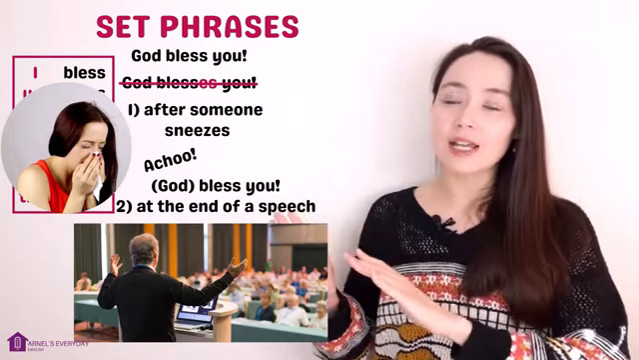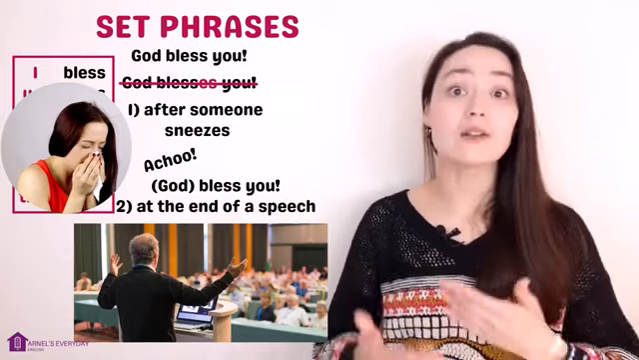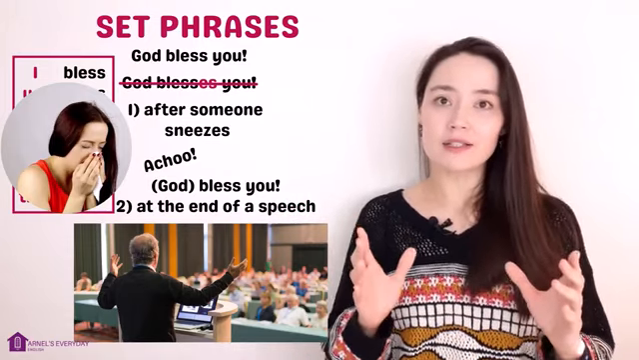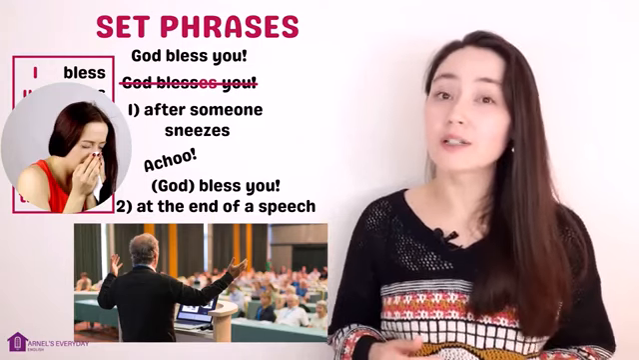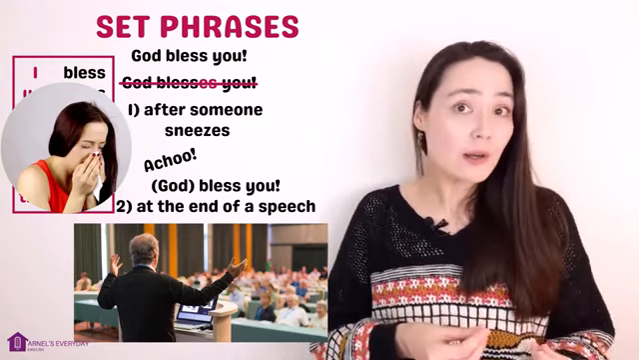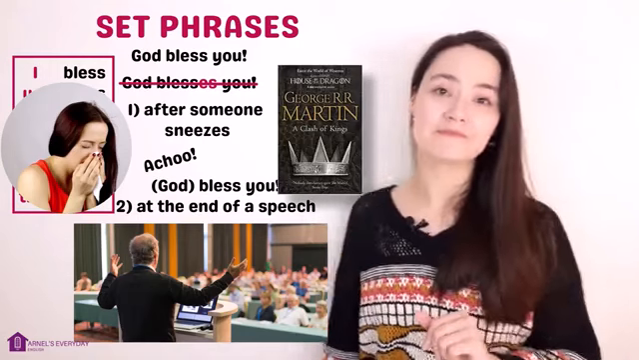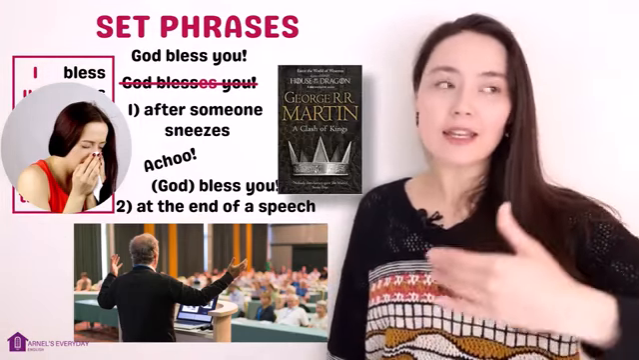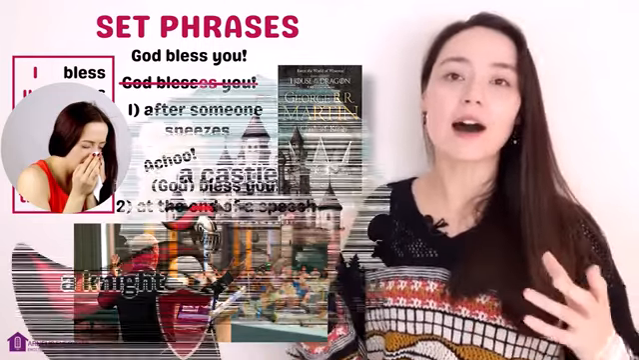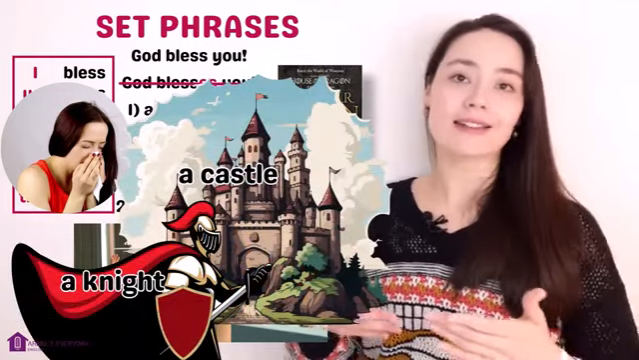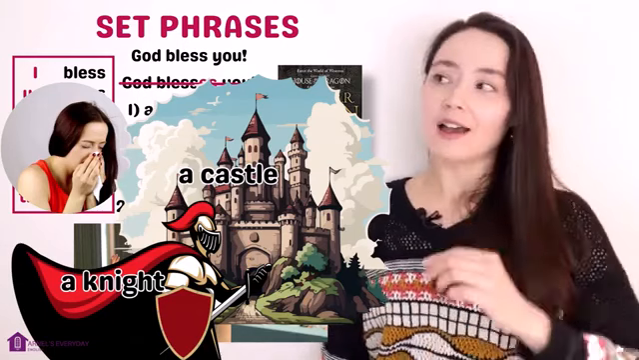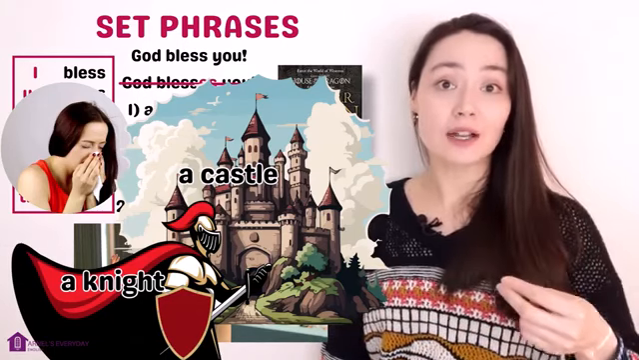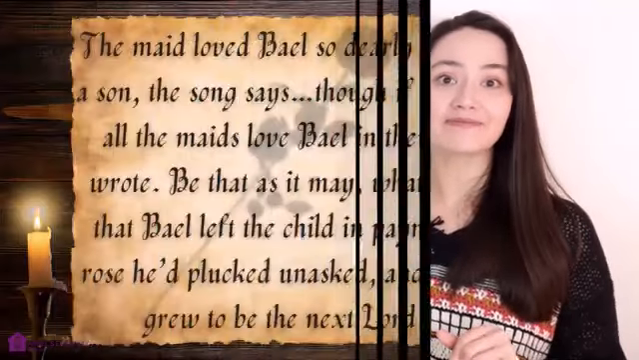This set phrase is really common in day-to-day English, but a lot of these subjunctive phrases sound a bit old-fashioned. So I want to bring this book back up. This book is fantasy, but it's set in the past. It's set in the time of knights and castles. I want to show you a paragraph with 2 examples of set subjunctive phrases.